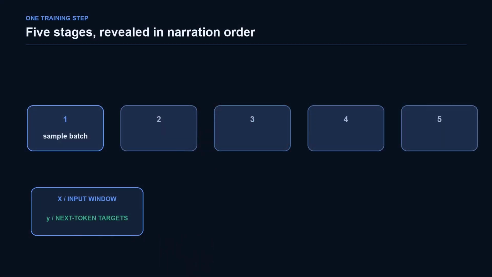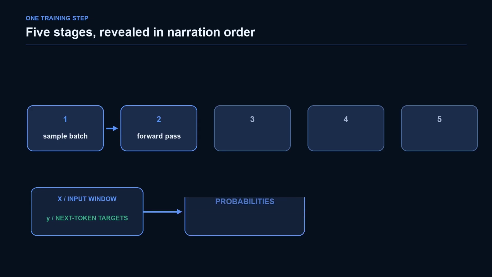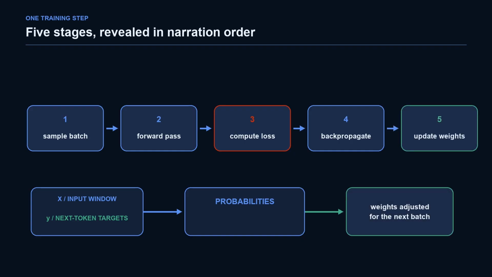Step 1 is you sample a random batch of windows from the training data. Step 2 is you run the forward pass, so the token IDs go in and the probability distributions come out. Step 3 is where you compute the loss against the targets. And step 4 is where you run backpropagation to get the gradients. In step 5, you update the model weights using those gradients. And that finishes one tiny training step.